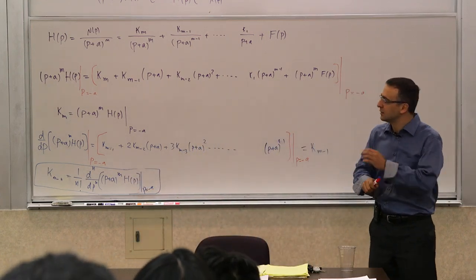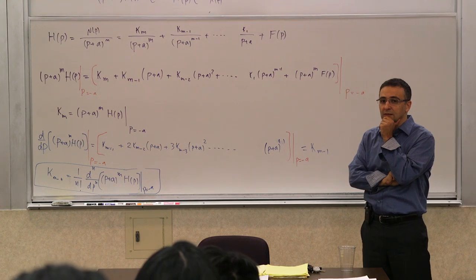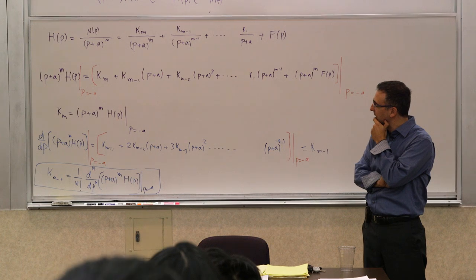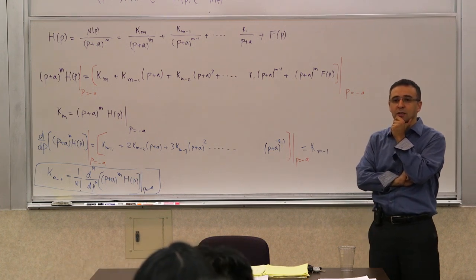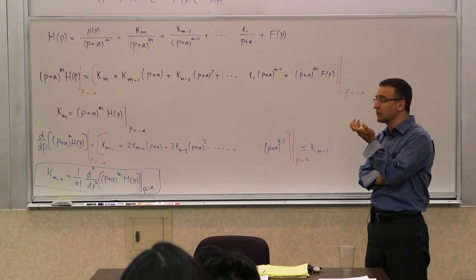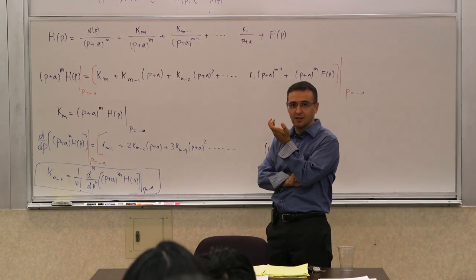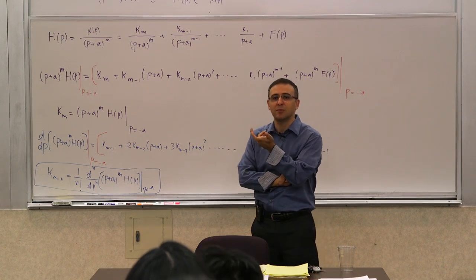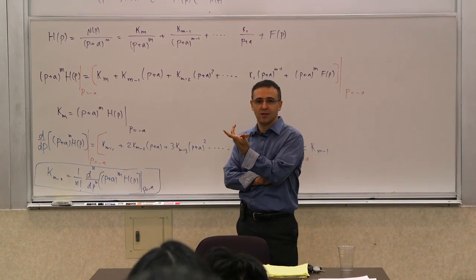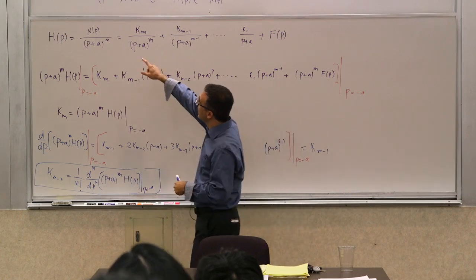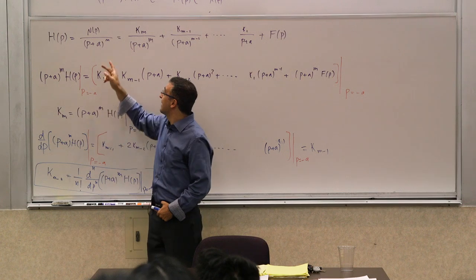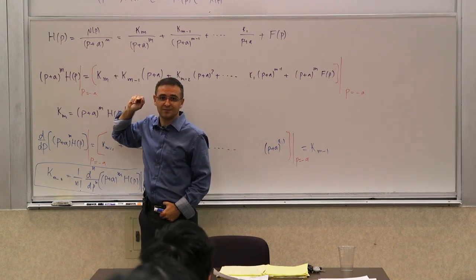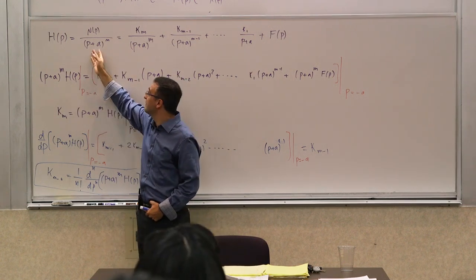Can we not simplify p plus a to the m times h of p as just capital N of p? Yeah, you could, and that's basically what you're doing. You're evaluating N of p, but you don't know what N of p is in general. If you know it, you could write it as N of p. True. But you may have other terms in the denominator where you can actually do this, so it's not limited to this.